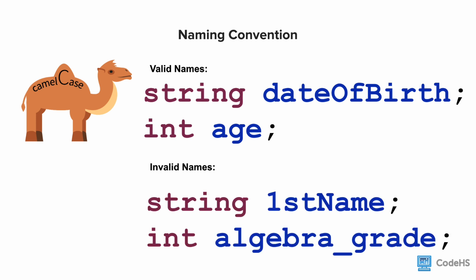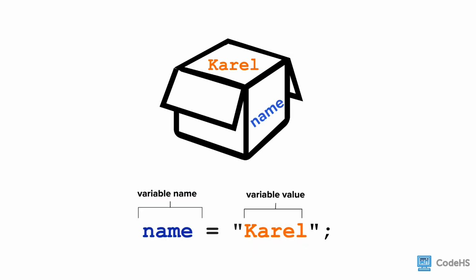In C++, you cannot start a variable name with a number, so names like 1stName will not be valid. Likewise, we want to use camel case, so a name like algebra_grade should be formatted differently to use camel case. For now, let's continue with our simple variable called name.